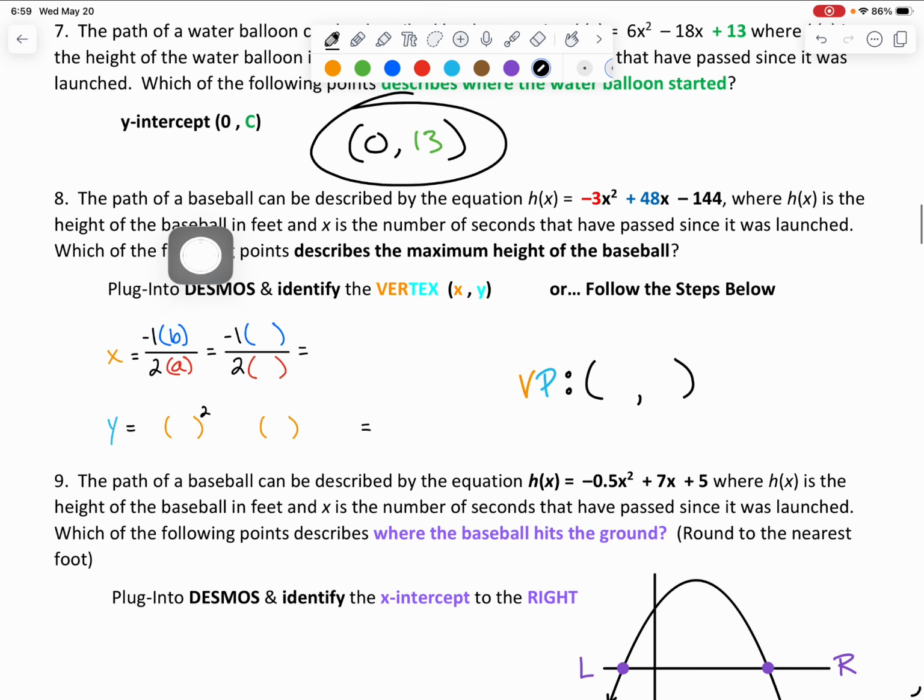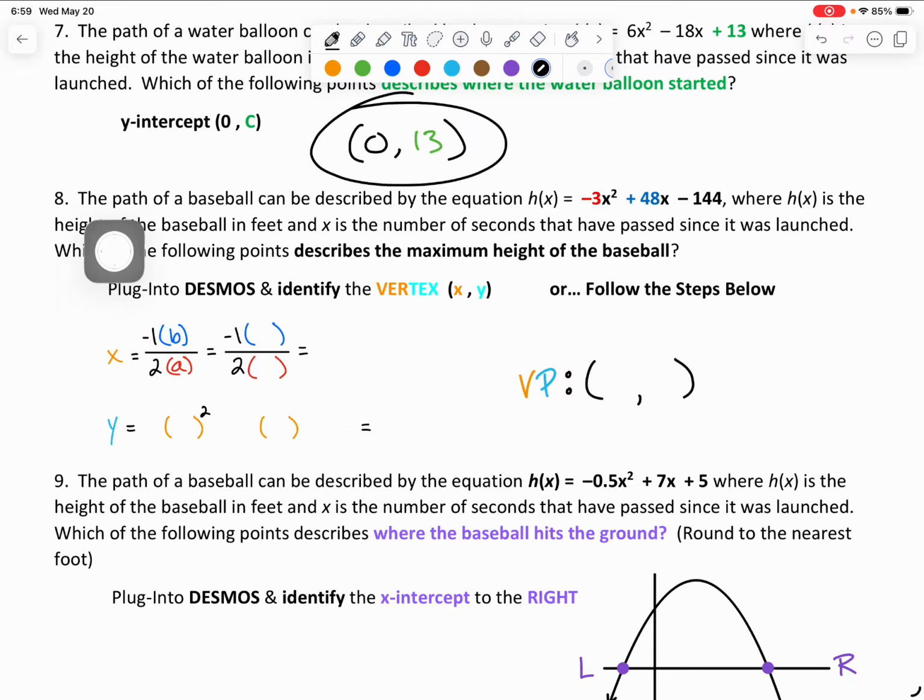Number 8, the path of a baseball can be described by the equation h of x equals negative 3x squared plus 48x minus 144, where h of x is the height of the baseball in feet and x is the number of seconds that have passed since it was launched. Which of the following points describes the maximum height of the baseball? Plug into Desmos and identify the vertex.